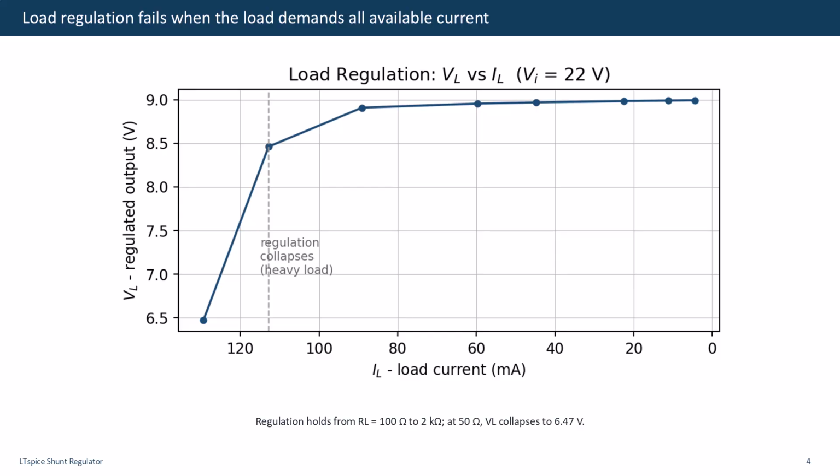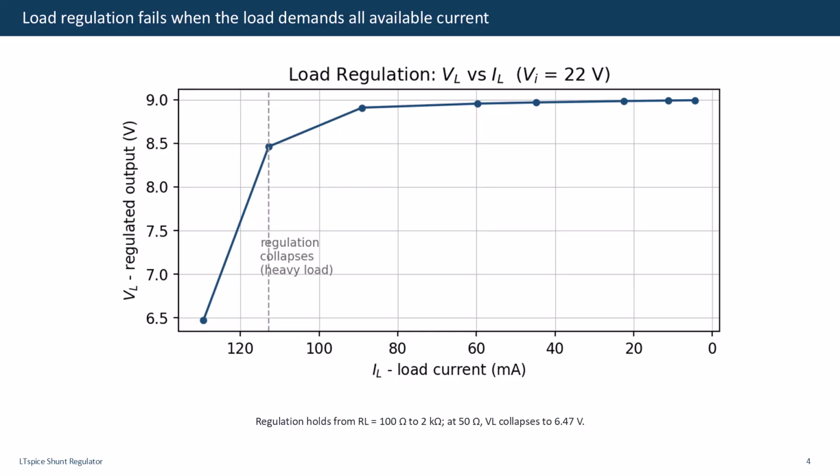When the load resistance reaches 100 ohms or more, spare current becomes available for the transistor to shunt and regulation resumes. Across 100 ohms to 2 kilo ohms, the output changes by only 85 millivolts, about 0.96%.